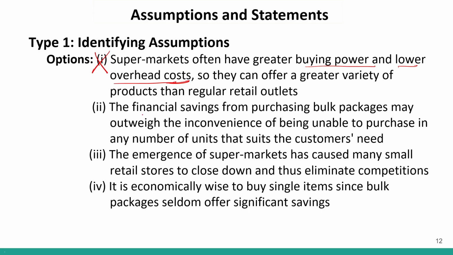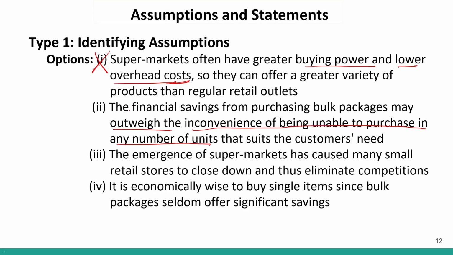The second one says the financial savings from purchasing bulk packages may outweigh the inconvenience of being able to purchase in any number of units that suits the customer's need. So, in the statement, it was written that the supermarket is a great option for people who want to save money, people who are budget conscious, right?